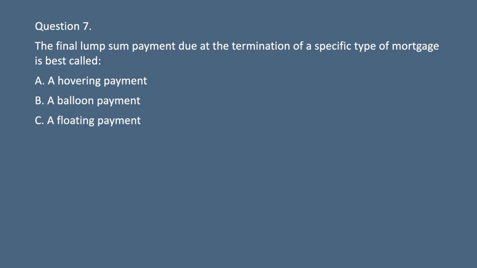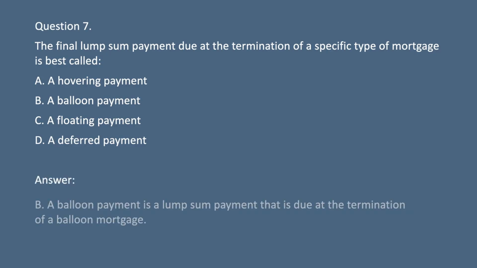C. A floating payment. D. A deferred payment. Answer. B. A balloon payment is a lump sum payment that is due at the termination of a balloon mortgage.